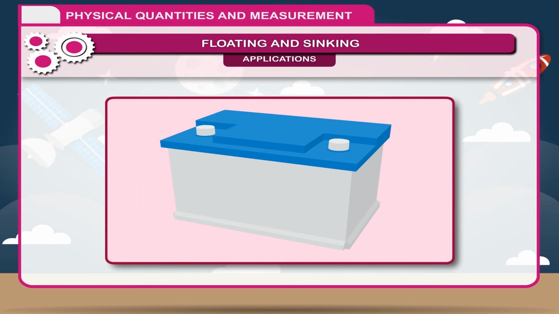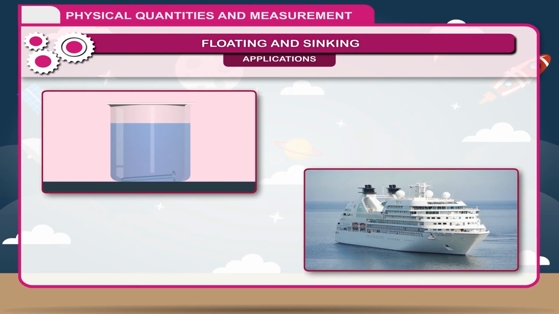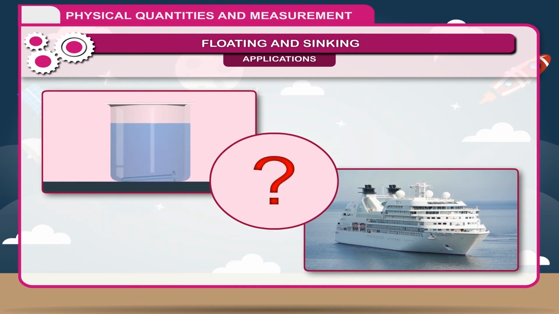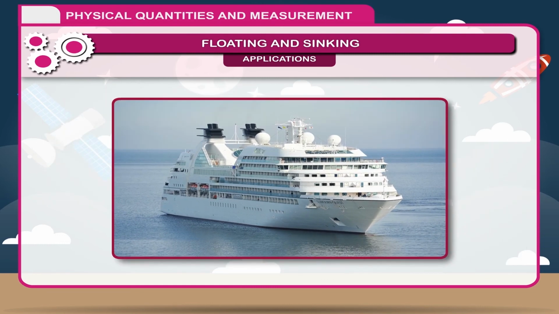2. An iron nail sinks in water, but an iron ship floats in water. Why? It is because the bottom of an iron ship has a huge cavity filled with air which reduces the ship's average density. As the average density of the ship becomes less than water, it floats.